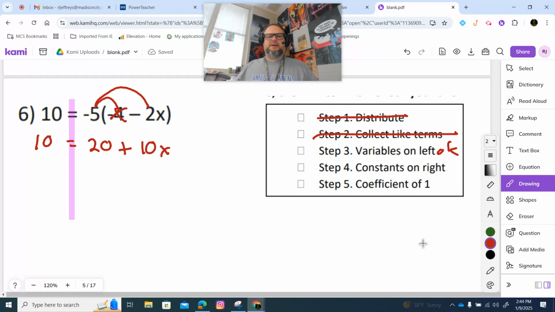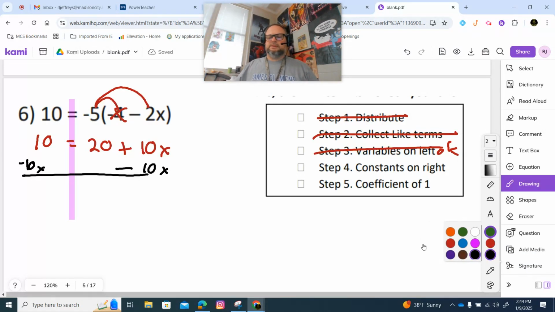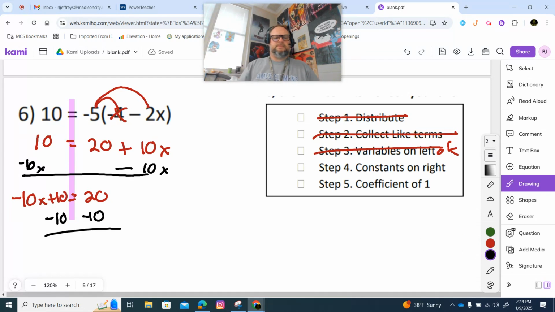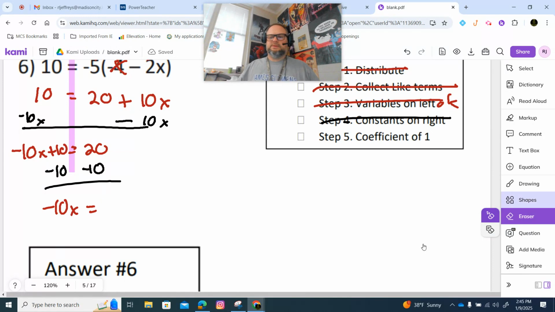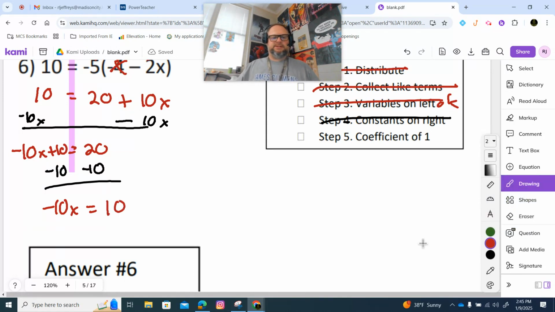But how many of y'all went ahead and moved the 10x? Oh, 2 people. Dang it. We did what the steps told us. Okay. Constants on the right. Whoop, that's a positive. If I have 20 students and 10 mysteriously disappear, I have 10.